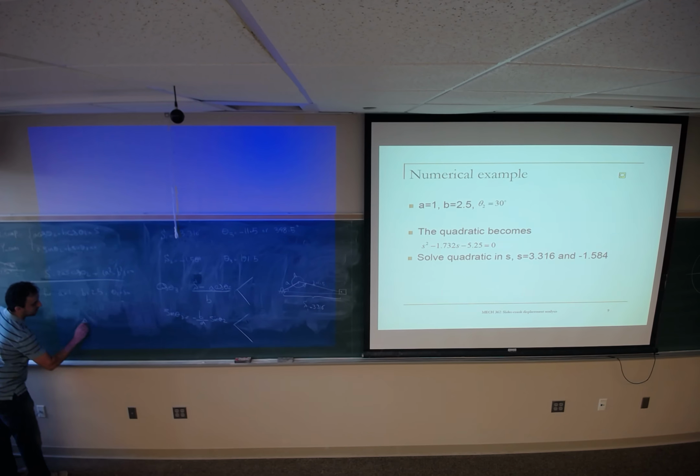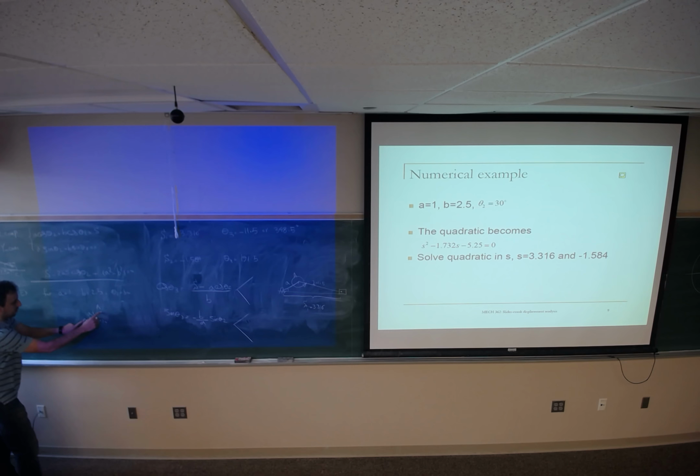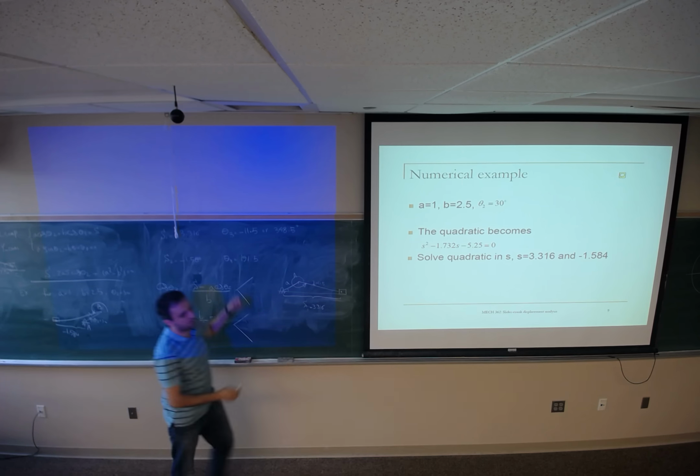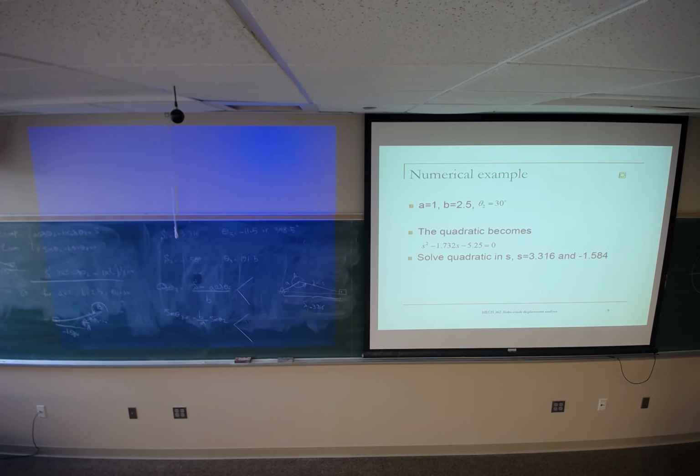Second mode, do the same thing. This is A. S is negative 1.5, this is 1, somewhere here. The slider is going to have the distance of negative 1.584. If you connect this, we measure the angle from point B. So this angle is positive 191.5. If you draw it to scale, you will find this angle should match 191.5.